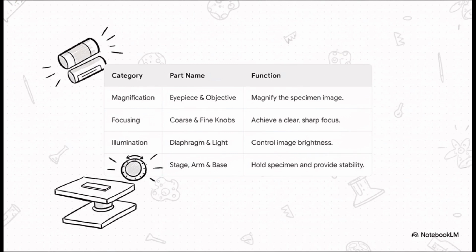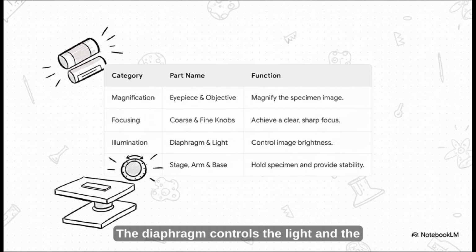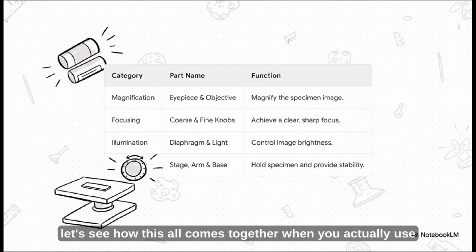So, just to recap real quick, lenses are for magnification. Knobs are for focusing. The diaphragm controls the light. And the stage holds your specimen. Got it? Those are the core parts you'll be working with. Now, let's see how this all comes together when you actually use it.